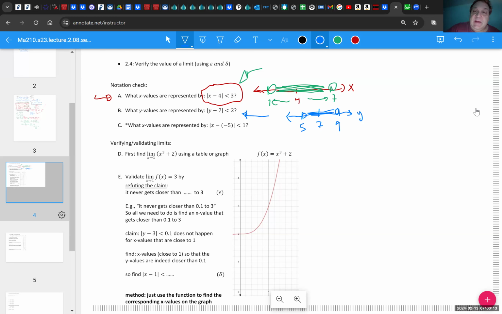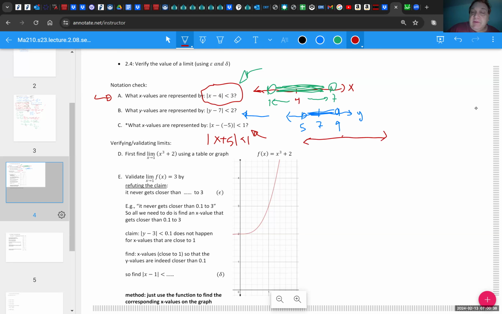And lastly, this one over here, x minus minus 5. You'll see this usually written as x plus 5. So just be aware that when they write the plus, it's really minus a minus. I wrote it that way because remember, the minus says the distance between. So this says the distance between any number x and negative 5 is at most 1.